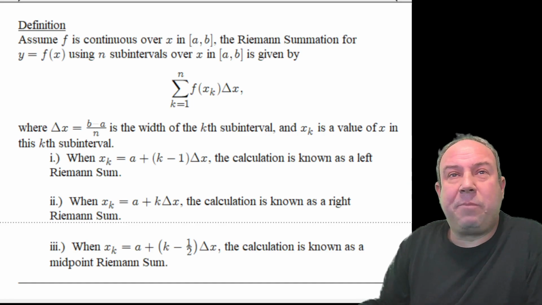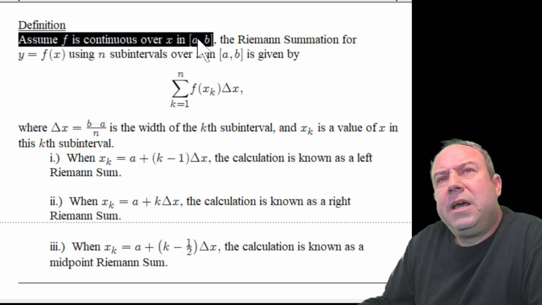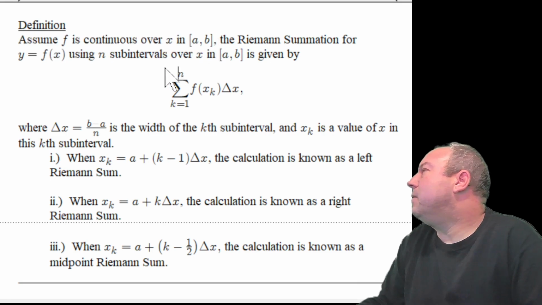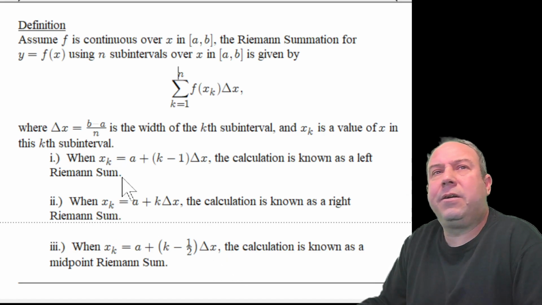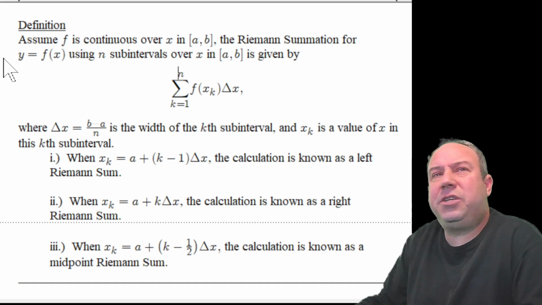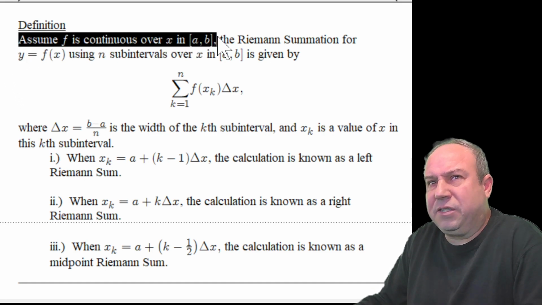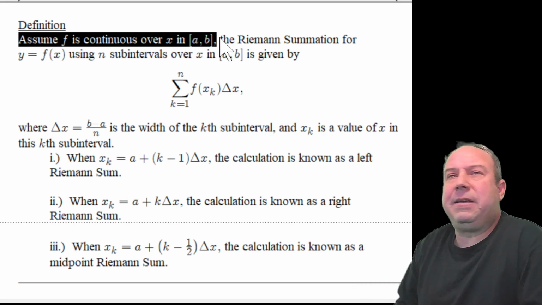I had to make some quick corrections here, folks. A couple little things just to clean this definition up a little bit here. Defining a Riemann summation, first of all, we do have to assume f is continuous over our values of x in the interval from a to b, right?